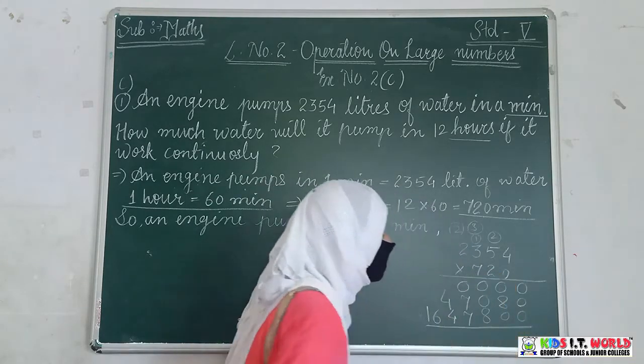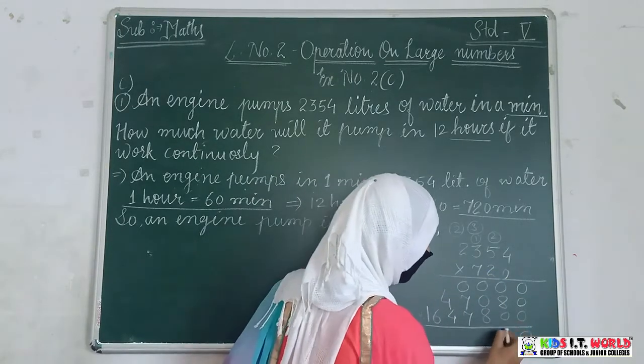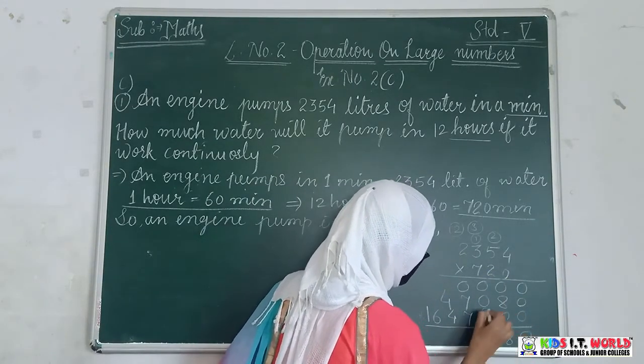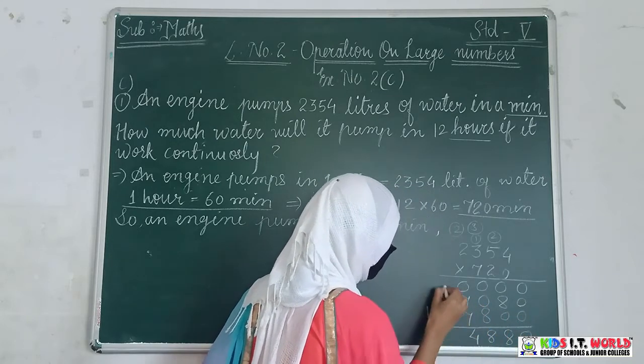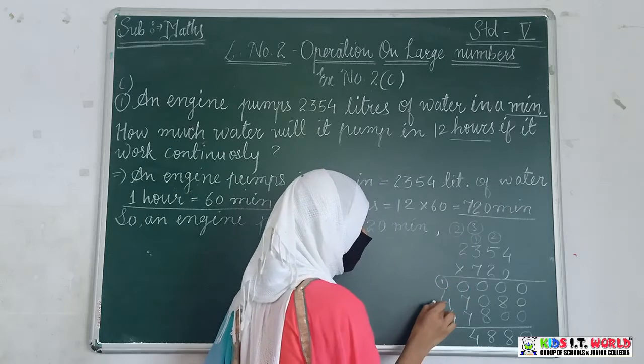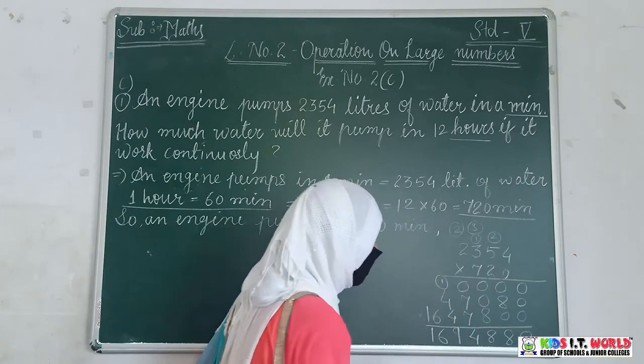Here our multiplication is over. Then do the addition. 0 will be as it is, 8 plus 0, 8, 8 plus 0, 8, 7 plus 7, 14, 1 will be carried here. 4 and 4, 8, 8 plus 1, 9, and this 16 will be as it is.